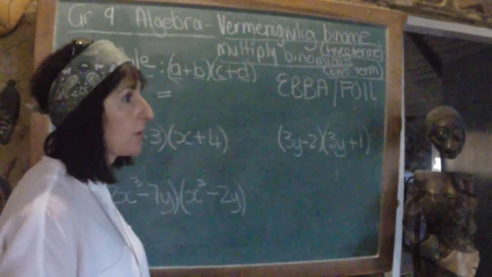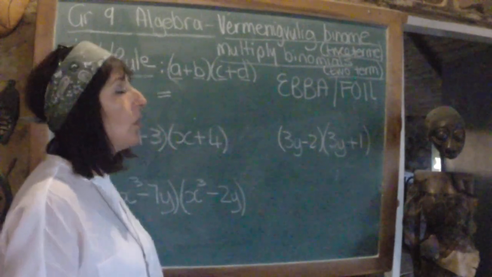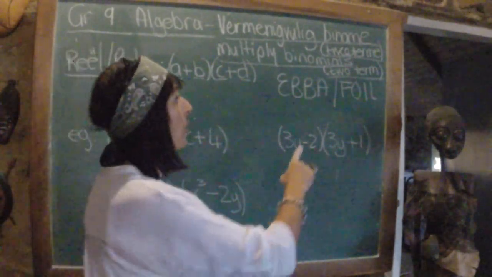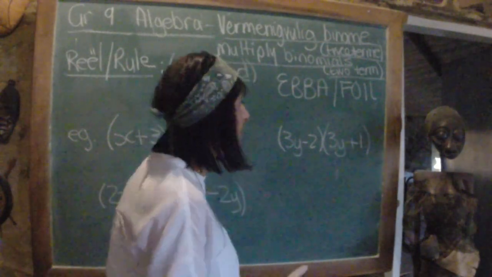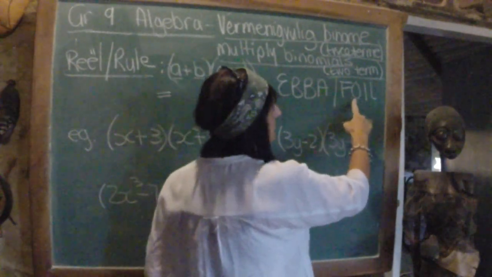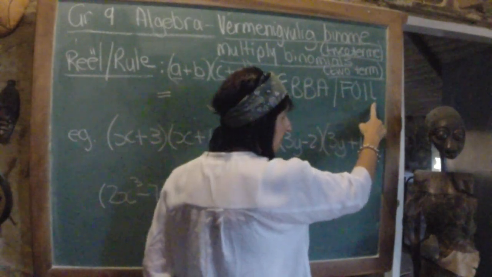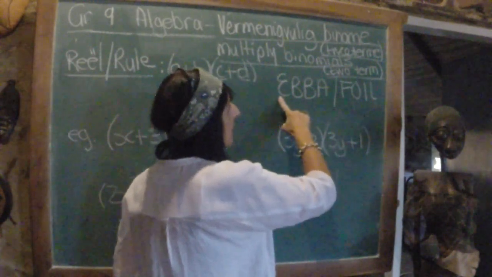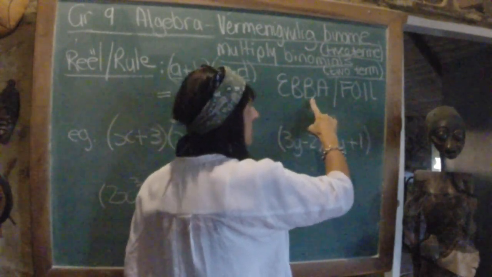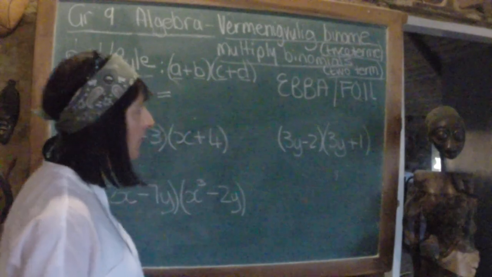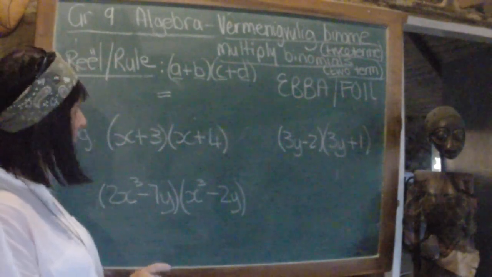In English, there's a rule that you can apply, and that rule is the FOIL method. The FOIL method stands for first, outer, inner, last. In Afrikaans, die EBA-reël: eerste, binnenstes, buitenstes, agterstes. So let's have a look.